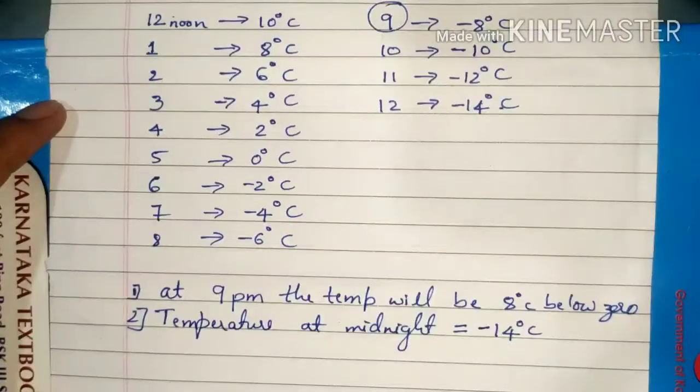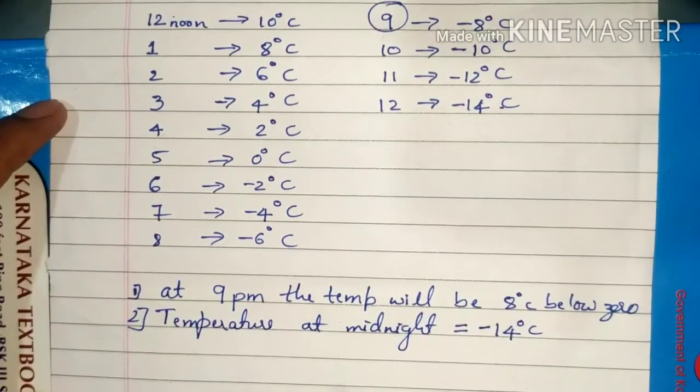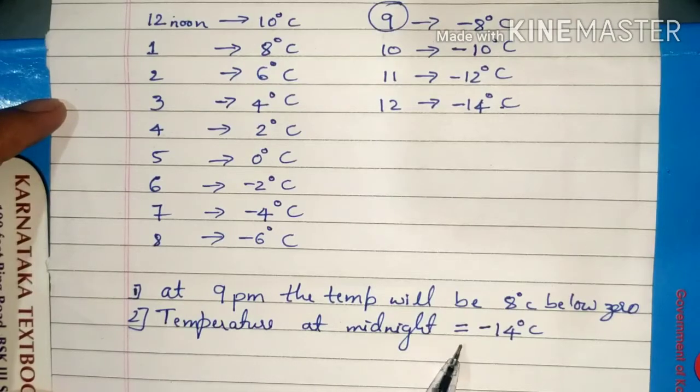That is how you can write the conclusion. Temperature at midnight is equal to minus 14 degrees Celsius. So this completes the problem.